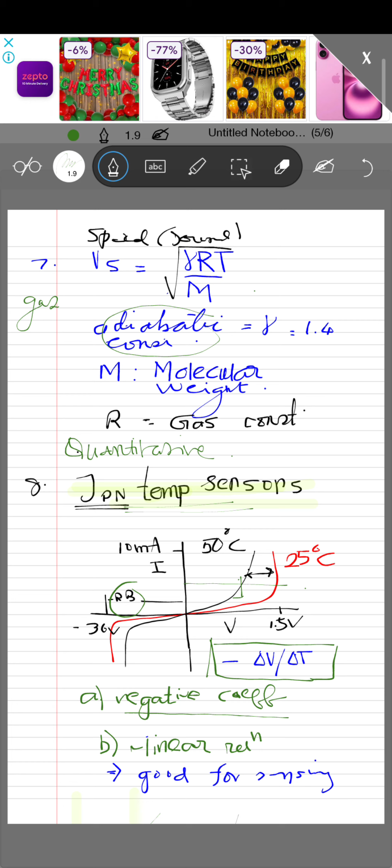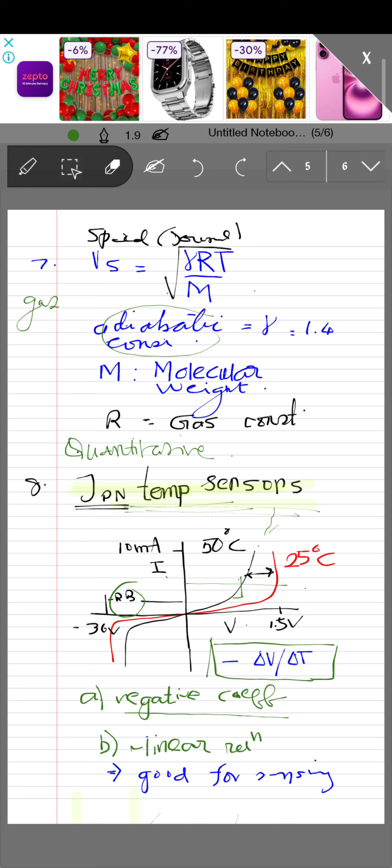Another advantage with these temperature sensors is that with increase in temperature, the I-V relationship becomes linear. Here you can see it's not linear, but it is going towards a linear relationship. So that is good for sensing, one of the advantages.